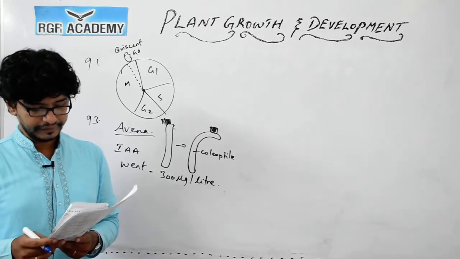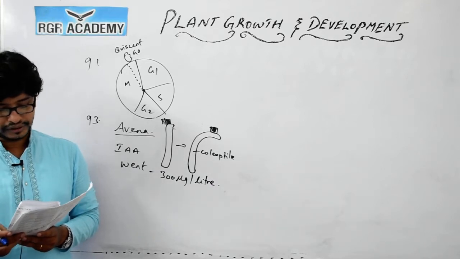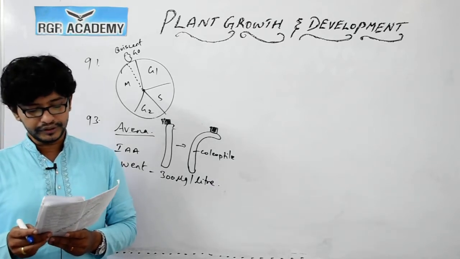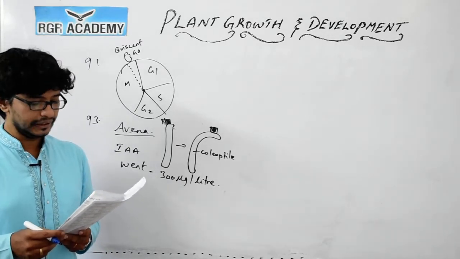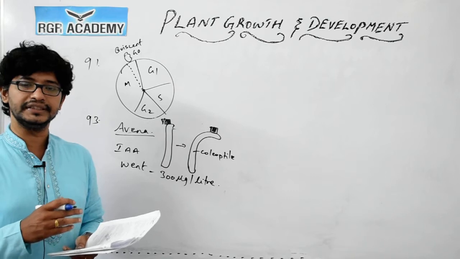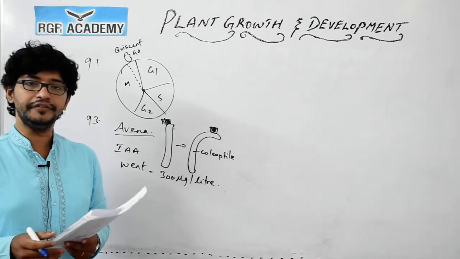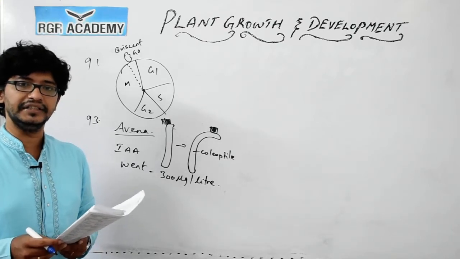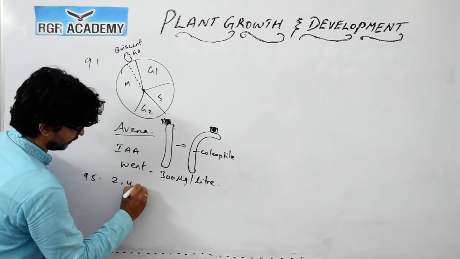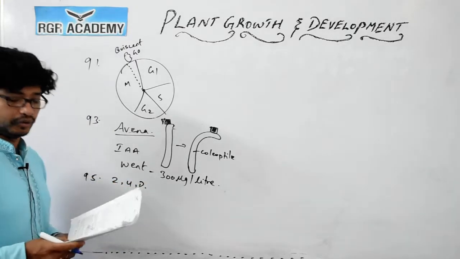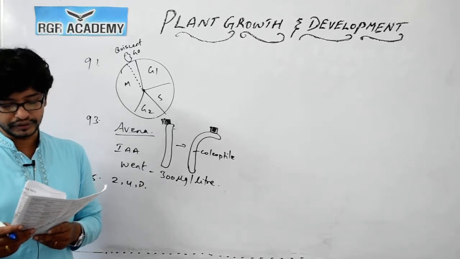Question number 95, the hormone used in a suspension culture. Out of the 4 options, we go with 2,4-D. 2,4-D is again a synthetic derivative of indoleacetic acid. We have the natural auxins and the synthetic ones, which we have classified, right? So the hormone usually used for suspension cultures in artificial conditions is 2,4-D. 2,4-D is an artificial auxin that we can use for the suspension culture. So whenever it is suspension culture, you go with 2,4-D.